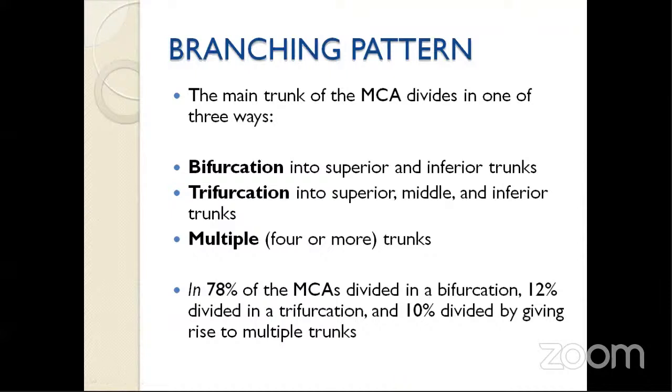The branching pattern of MCA. The variations can be bifurcation into superior and inferior trunks, trifurcation into superior, middle, and inferior trunks, or multiple, that is 4 or more trunks. However, in 75% of cases, MCA is divided into bifurcation. In 12% of cases, there is trifurcation. And in 10%, it gives rise to multiple trunks.